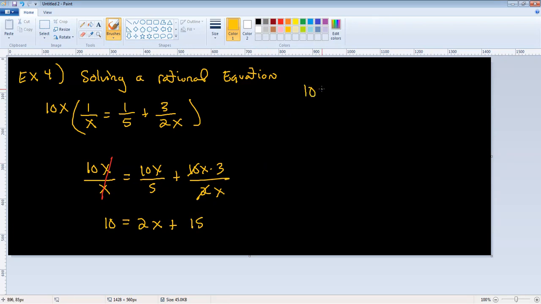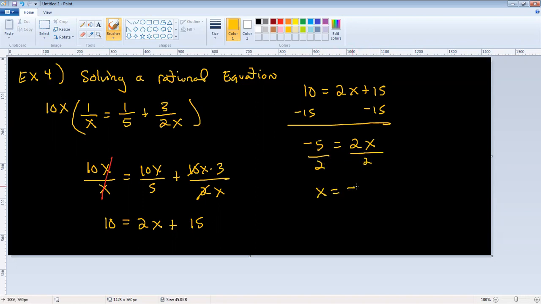So what we're going to get here is 10 is equal to 2x plus 15. Okay, minus 15 on both sides. And let's see here, we have negative 5 is equal to 2x, divided by 2, divided by 2. x is equal to negative 5 over 2. Okay, excellent.